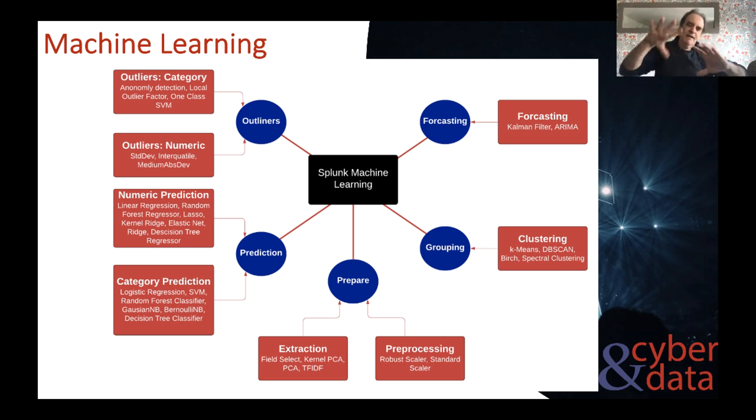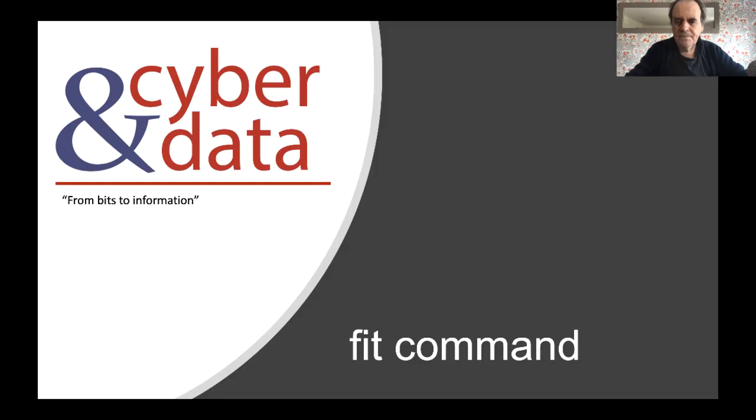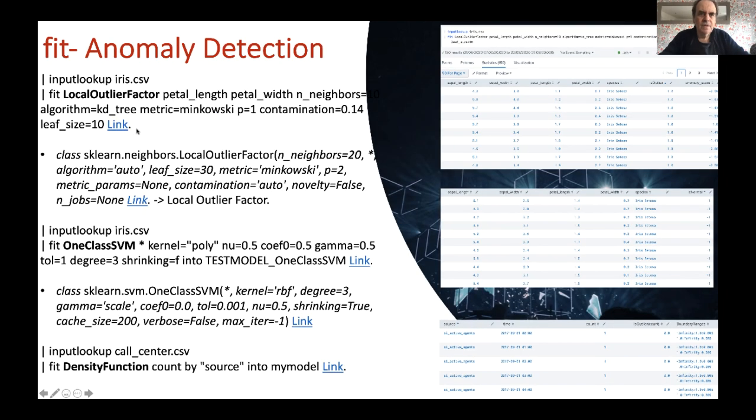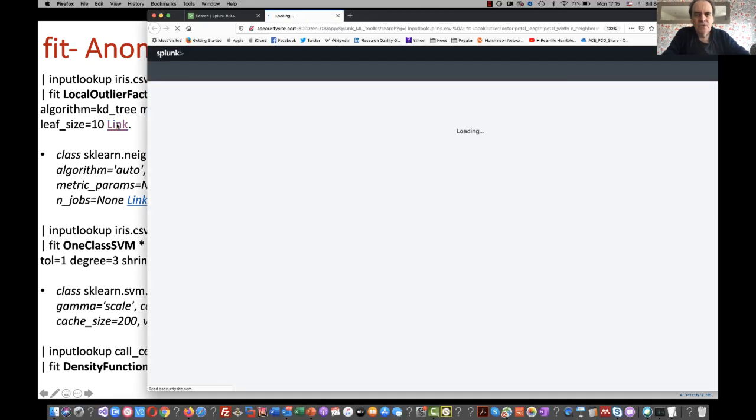Okay, so we're going to have a look at each of these areas for this, simply the fitting of the model and not much else. So the first one we'll look at is in outliers, either with category or numeric values. So in this case, we'll start with local outlier factor. So we're going to predict the petal width and the petal length based on certain parameters. So we'll just get that opened up.